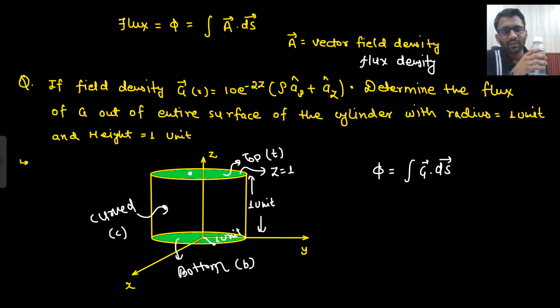Do you remember it? Z is changing from bottom to top on this curved surface. Phi is also changing from 0 to 2 pi. What is constant? Rho is constant. In between there is no material.